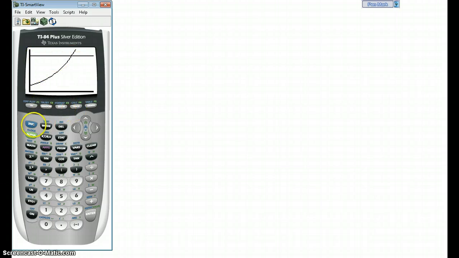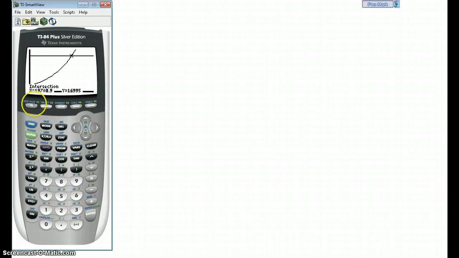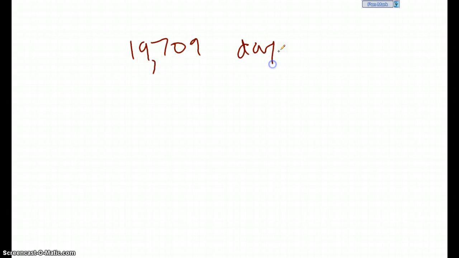Well, let's see what that is. We would go to second trace, calculate, the intersect feature 5, and I would select the first curve, second curve, and go over and make my guess, which is about there. Hit enter. And this tells me that after 19,708 days, or 19,709 days, I would have 16,995. So 19,709 days.